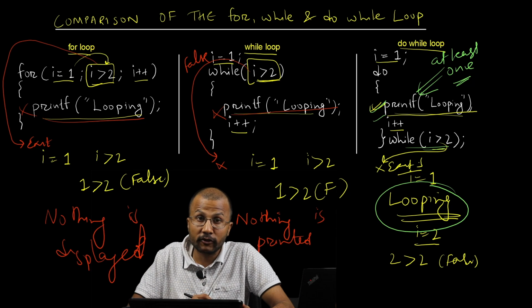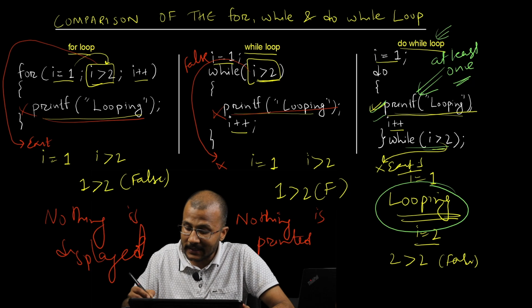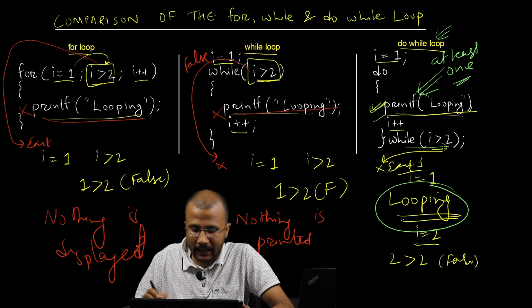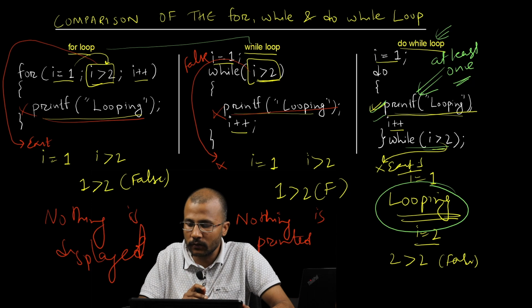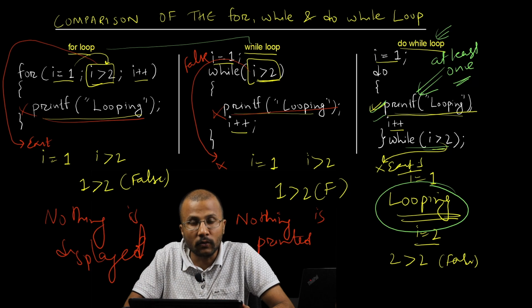Okay, and one more thing you need to note down is that do while loop is the exit controlled loop and for and while loop are the entry controlled loops. I hope you have understood the working of do while loop in detail now. Now we are going to write a computer program to demonstrate the working of do while loop in more detail.